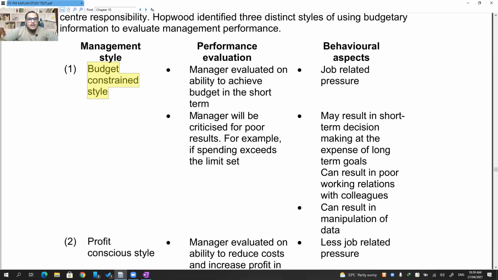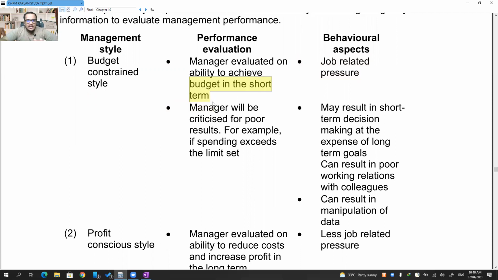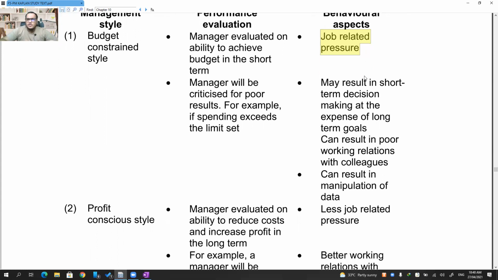Okay. See, performance evaluation. The manager is evaluated on the ability to achieve the budget in the short term. Only budget, sir, nothing else. Managers will be criticized for poor results if the spending is more than the given budgeted limit. If the sales are less than the budgeted sales, they're basically criticized. You'll have more job-related pressures when you do that. Sir, if budgets and all are there, job-related pressures will be very high. You guys know targets and all that stuff.